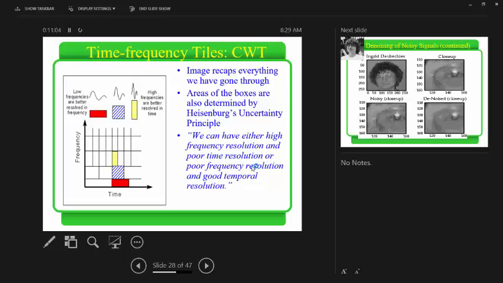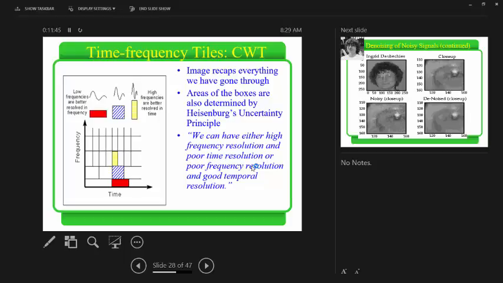So we say that this continuous wavelet transform, or the wavelet transform in general, will result in a relationship between frequency and time. So this is what's meant by time frequency tiles. You know what's meant by tiles? Here I have the time, and here I have the frequency. And we have a principle. Did you study before Heisenberg's uncertainty principle? Did you study it before the wavelet transform?